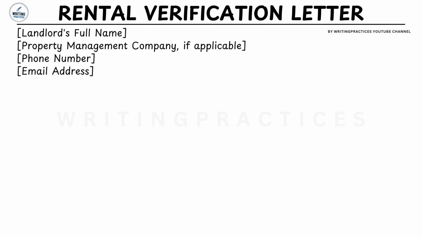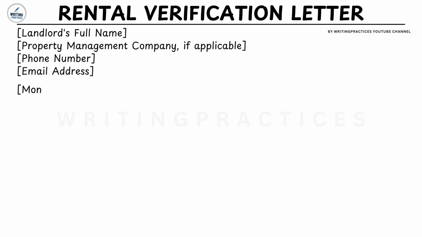Sender information. Start by writing your contact information at the top of the letter. This section identifies who is providing the rental verification and gives the recipient a way to verify the information if additional questions arise. Since the letter may be used for official purposes, your contact information should be accurate and current.